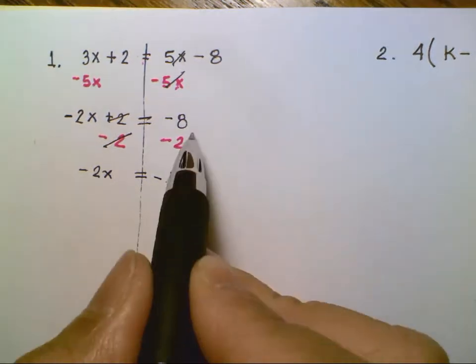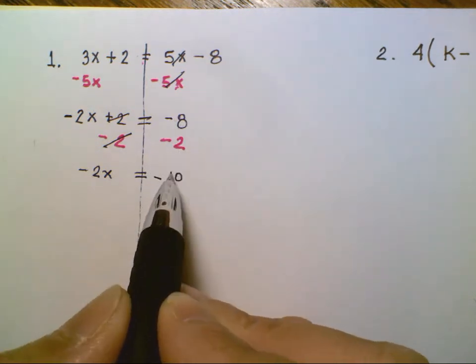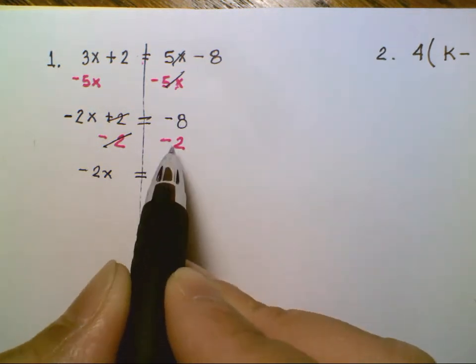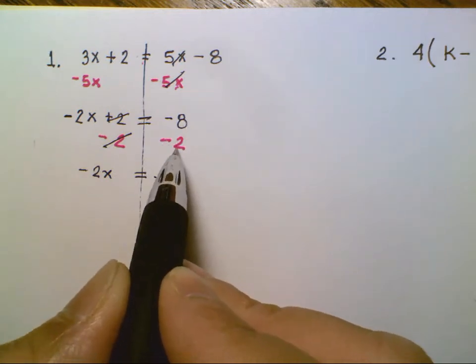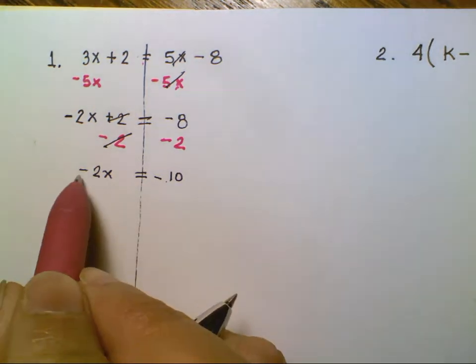We have the addition of two negative numbers. So we add the numbers and then we're going to have a negative solution. So negative 8 plus negative 2 is equal to negative 10. Now, I have negative 2x equals negative 10.